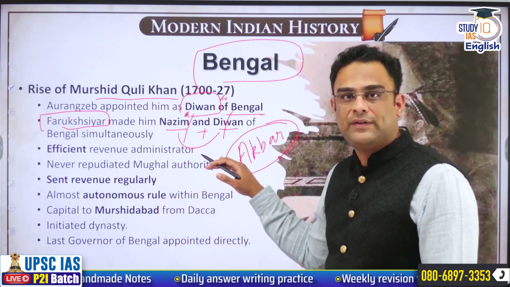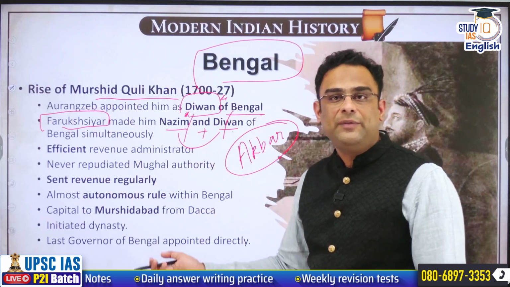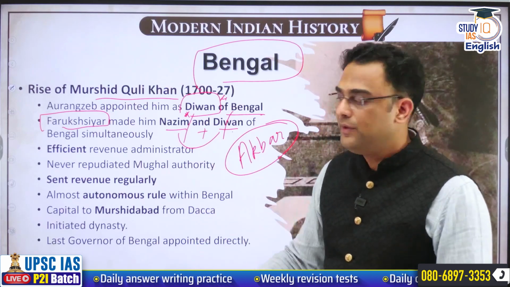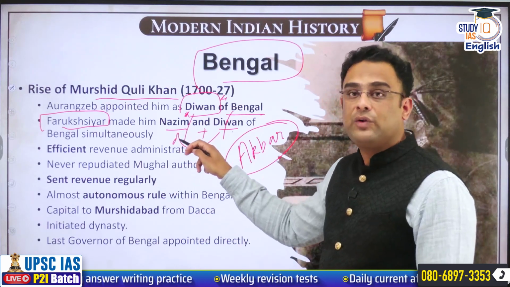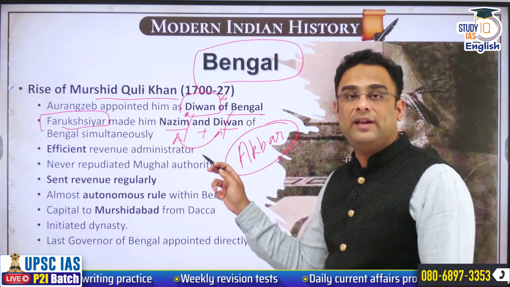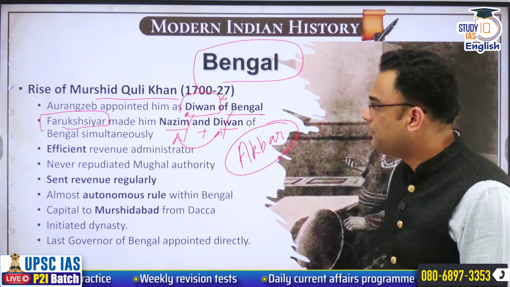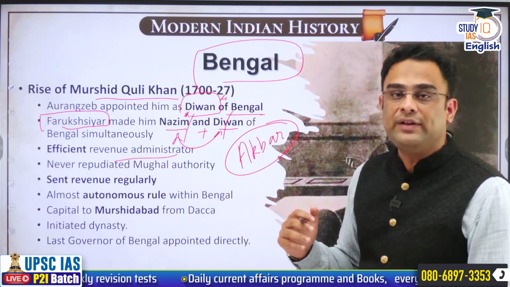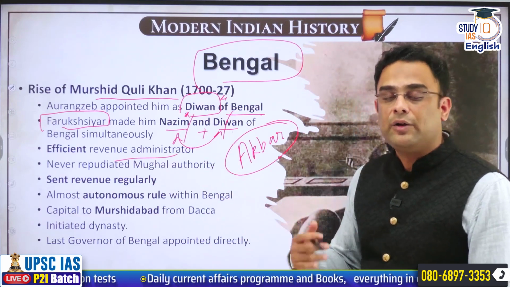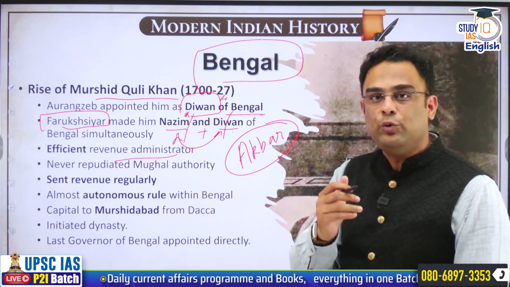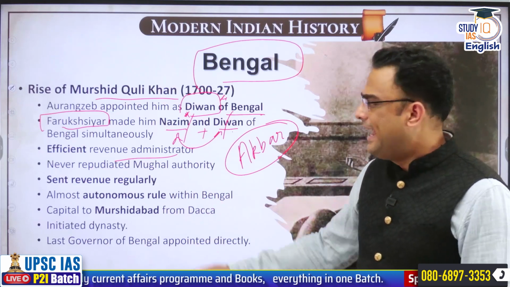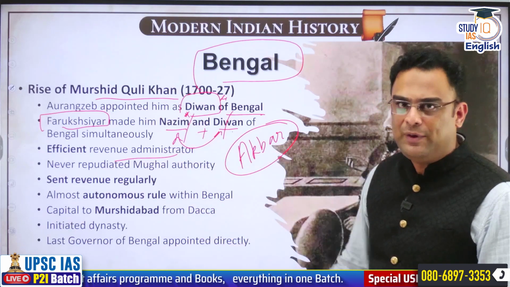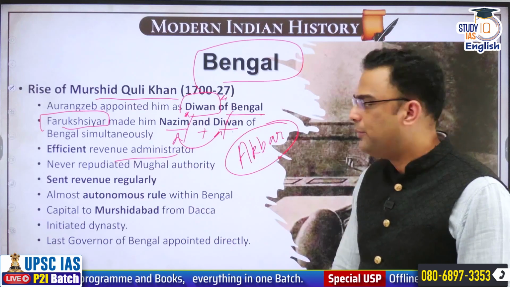Akbar never allowed this. But here in later Mughal times, when the rulers are not strong enough, we see that these two posts got combined in Bengal, and Murshid Quli Khan was holding both these. He was a very efficient revenue administrator and consistently sent back revenue to the Mughal treasury, and that is why the later Mughals were very happy with him. Hence, he was given both the posts.